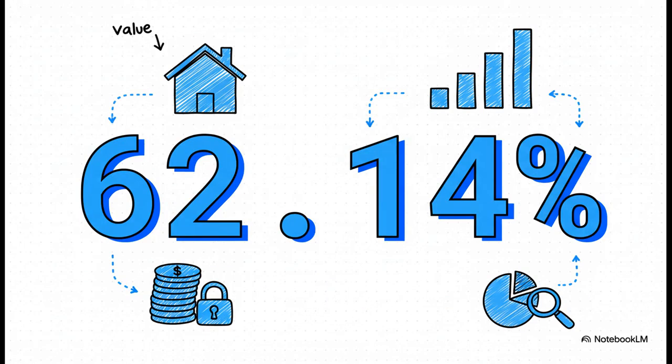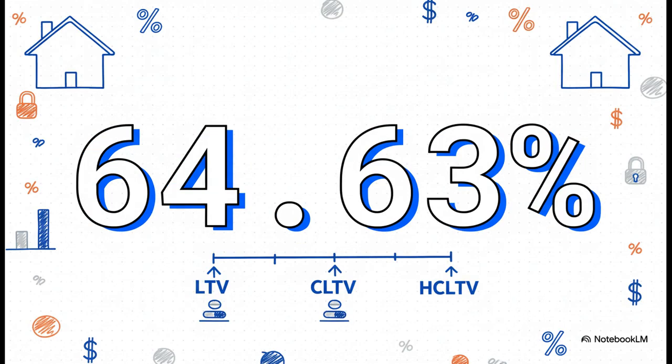Let's figure out their LTV, CLTV, and HCLTV. Okay, first up, LTV. Remember, L is for low, so we only need that first mortgage. We take the $488,215 divided by the home's value, and that gives us our foundational LTV of 62.14%. Next, CLTV. C for center or combined. So here we add the first mortgage, the second mortgage, and the part of the HELOC they're currently using, that's the $8,000. Divide that total by the home's value, and we get a CLTV of 64.63%.